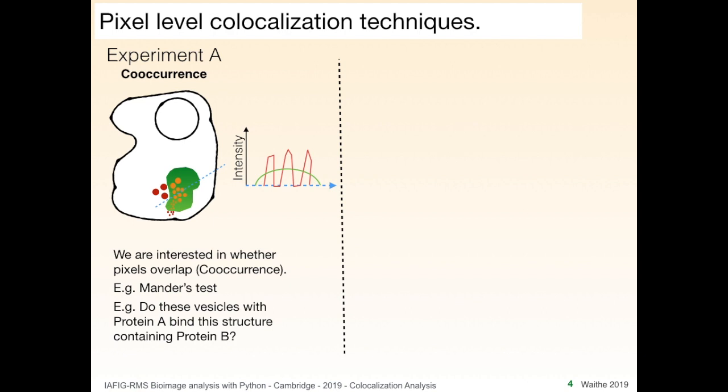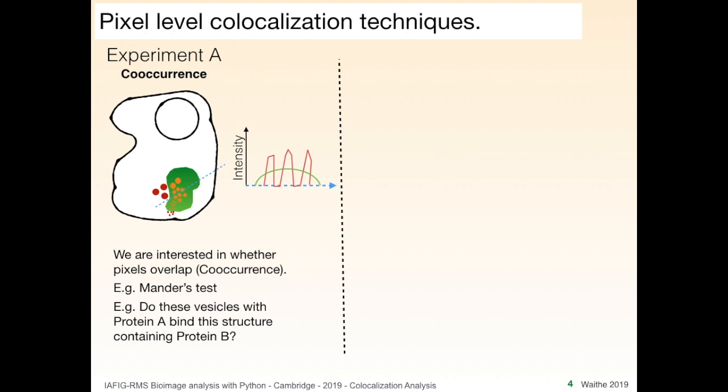So here we've got a cell, and it has in it fluorescence from two different sources, and we want to know about the relationship between these two different proteins or these two different structures. And this is what we call co-occurrence. Do the pixels of these different species co-occur? Are they in the same location? And the typical approach to this is the Mander's test, and I'll go through exactly how that works.